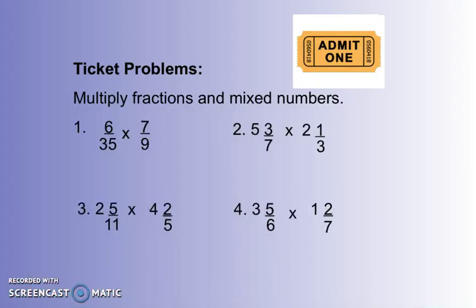What I would like for you to do is to try these 4 problems for ticket problems for tomorrow.